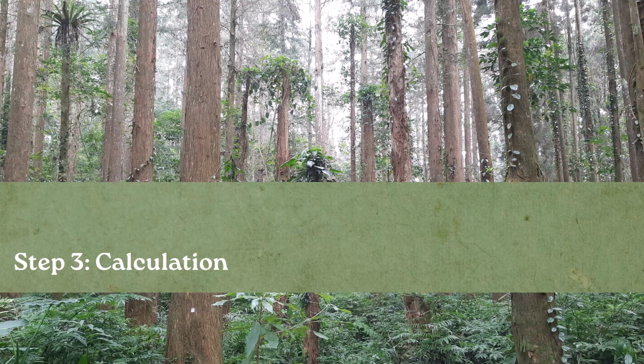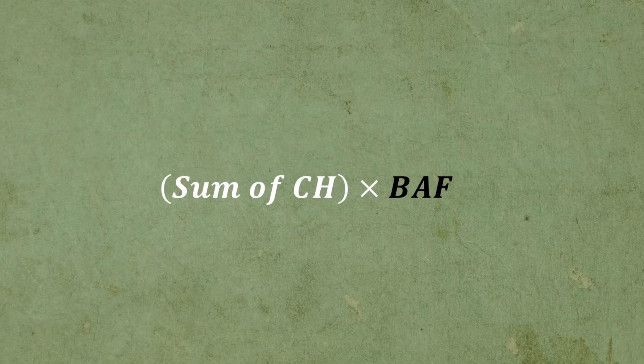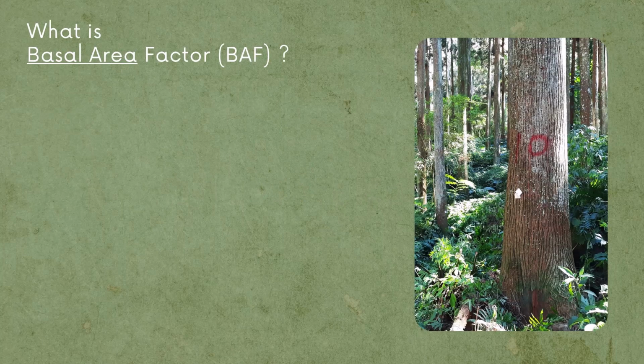Step 3. Calculation. After measuring the critical height of all the sample trees, we simply add up the critical heights. Then, we multiply the sum by the basal area factor, BAF, that I used for tree selection. Now, let me explain what the basal area factor is.